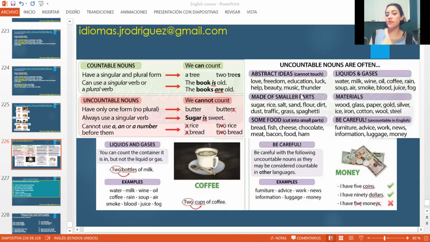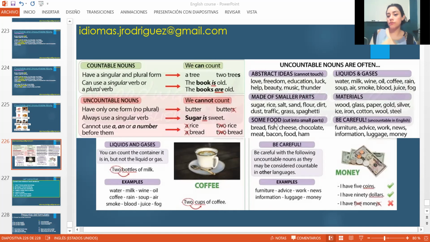Then, for things made of smaller parts, que están hechos en piezas más pequeñas. Por ejemplo, sugar, rice, salt, sand, flour, dirt, dust, traffic, grass, spaghetti. Or pasta. Pasta, it is too uncountable. So, azúcar, arroz, sal, arena, harina, suciedad, polvo, tráfico, pasto y spaghetti.